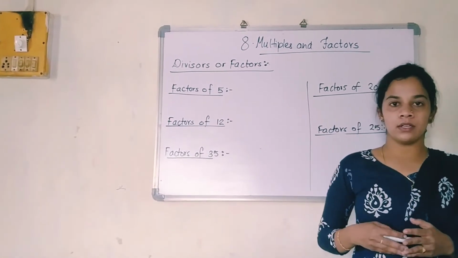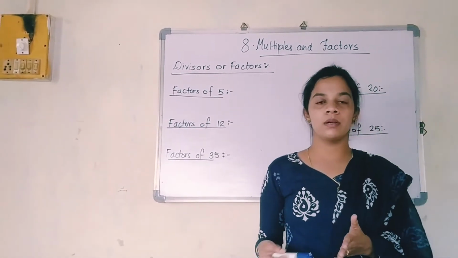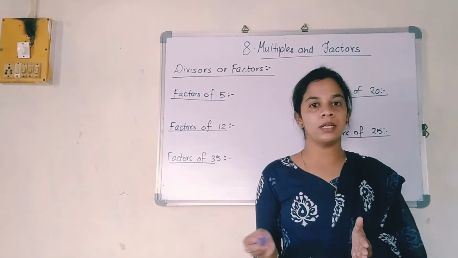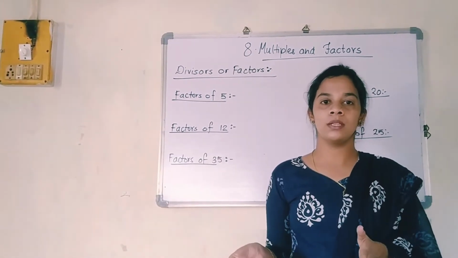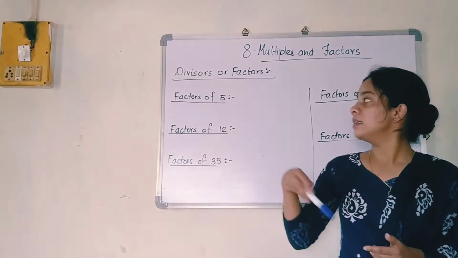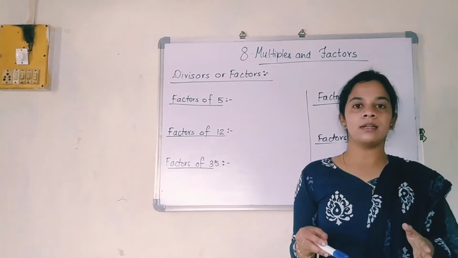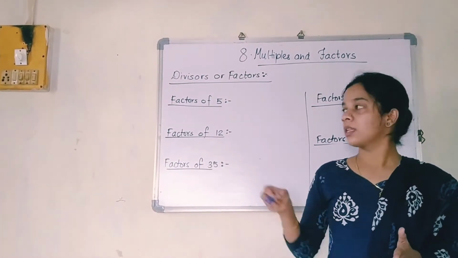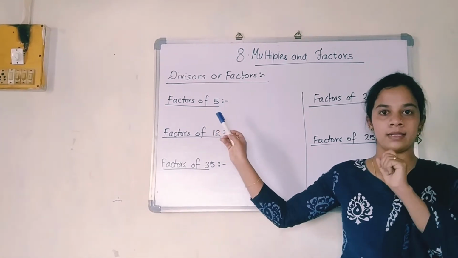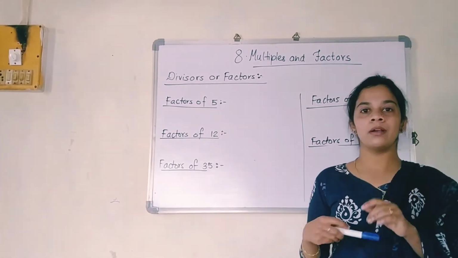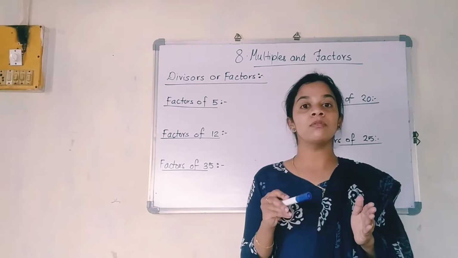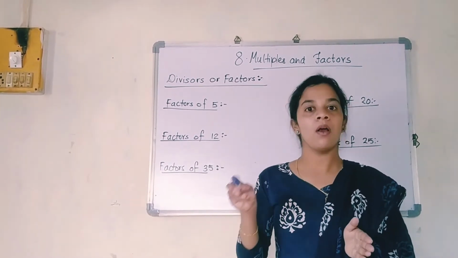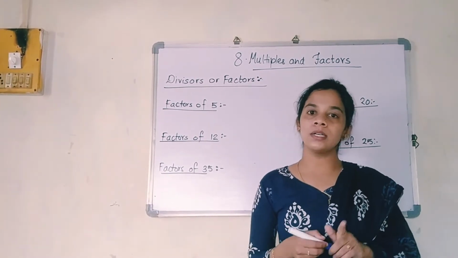What are actually factors? We know the multiples just now. We have studied, multiples are the table. We are going to say the table of that number, and then those are actually the multiples of it. Divisors or factors means what? Factors are those numbers in which this number occurs. Now we are going to consider an example. Suppose I am going to find out the factors of 5. So I am going to see the tables in which 5 occurs.